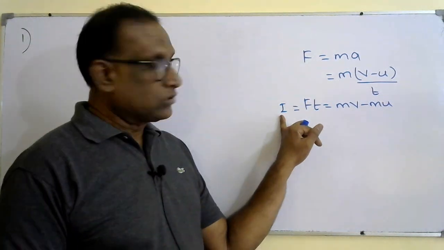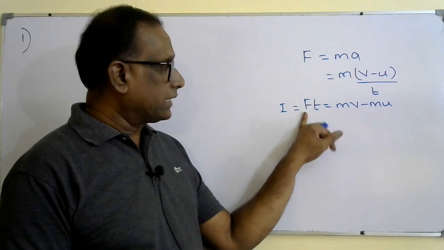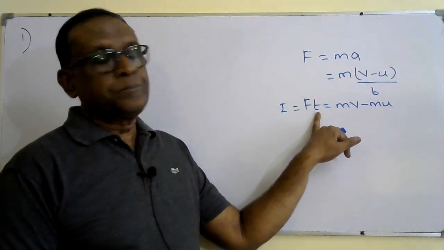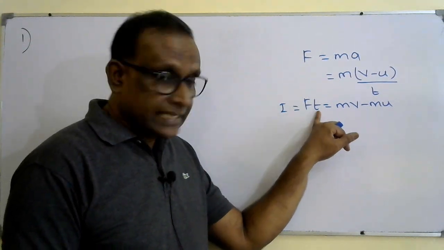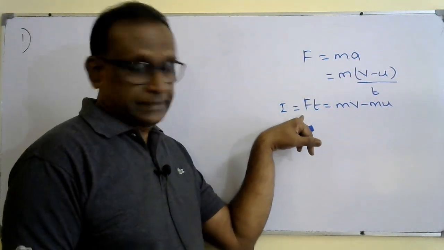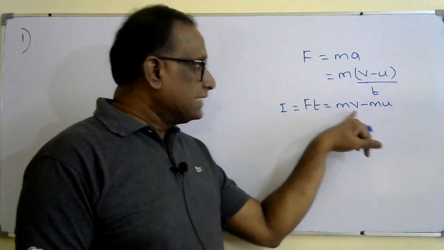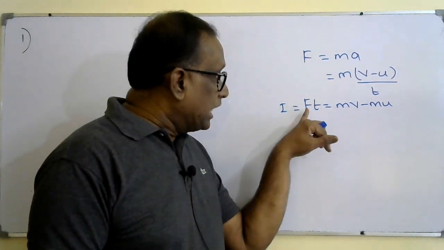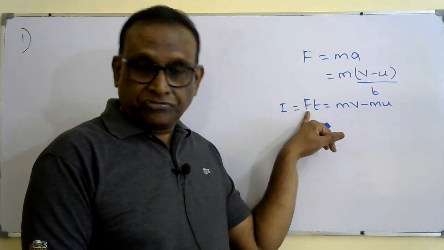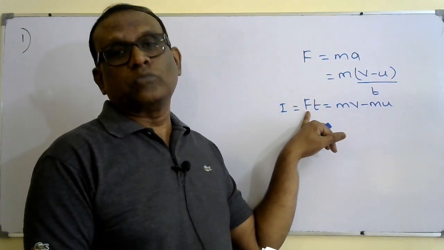You know impulse is a vector quantity because force is a vector quantity and time is a scalar quantity. When you multiply a vector, which is force, by a scalar, which is time, you will get a vector. So the change in momentum is always a vector. The direction of the vector is along the direction of the force that changed the momentum.